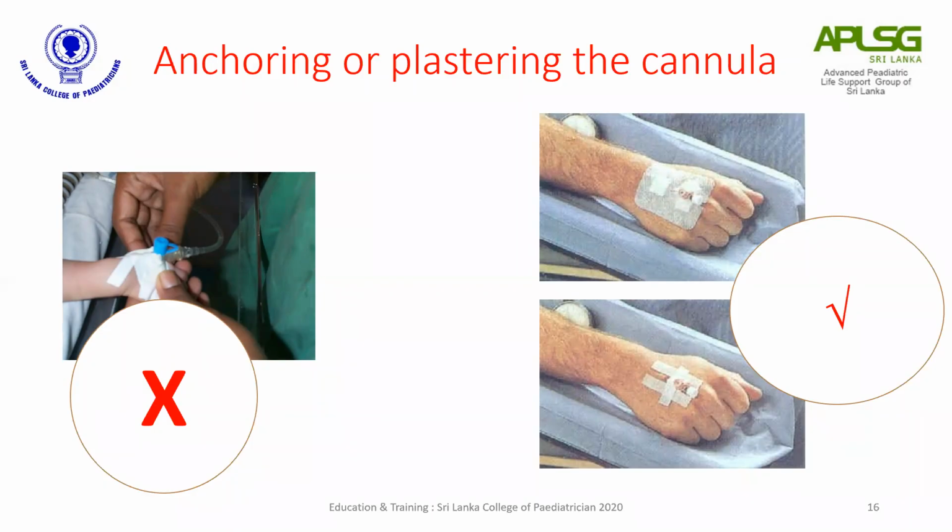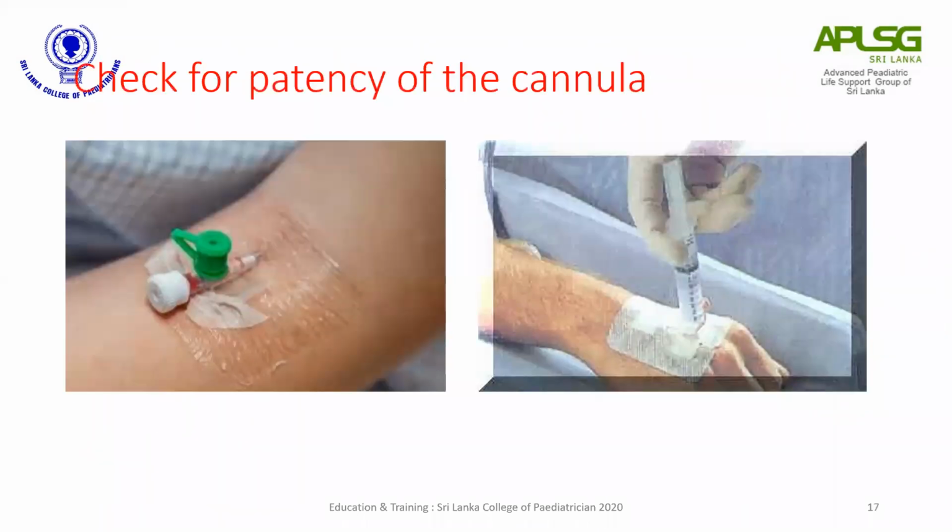So how you can anchor is, first put a plaster above the hub and then anchor the two wings, and on top of that you can put a Tegaderm. Always try to use hypoallergenic plasters. The sticky plasters are not really good for children.